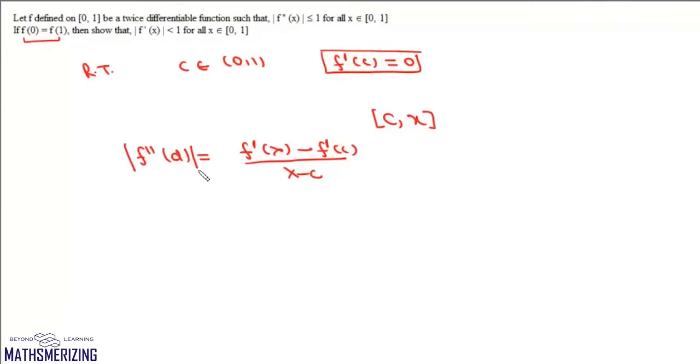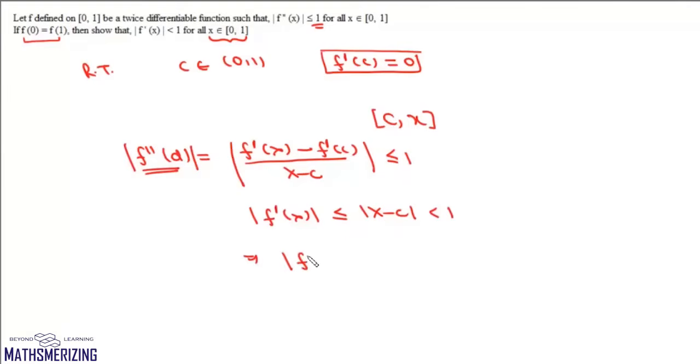Now we'll take the absolute value of this expression. Now it is given that mod of f double dash x is less than or equal to 1, and f dash c is 0. So from here we can write mod of f dash x is less than or equal to mod of x minus c. Now since x and c lie between 0 and 1, that means x minus c is always less than 1. So from here we can say mod of f dash x is less than 1. And that is what we need to prove.